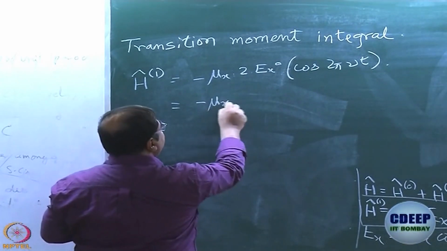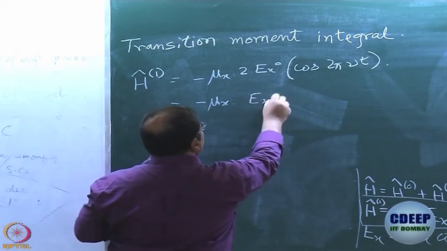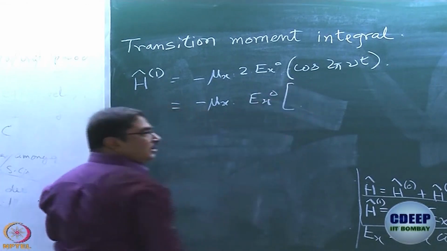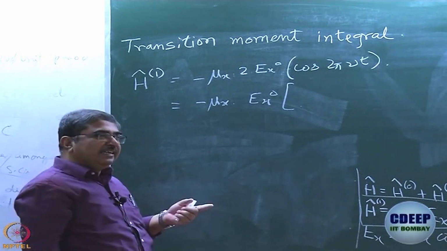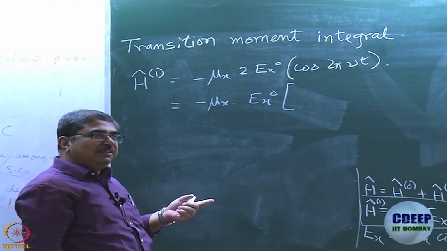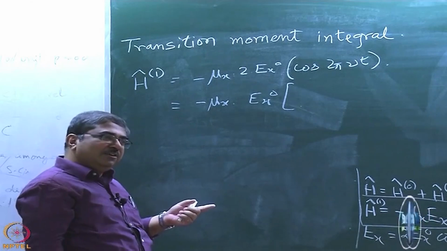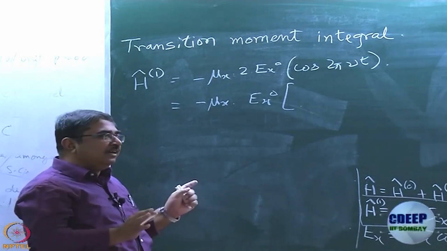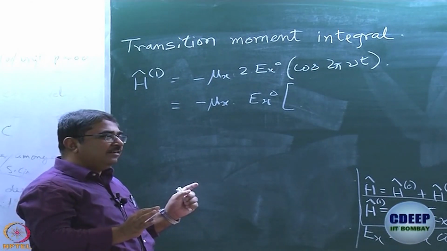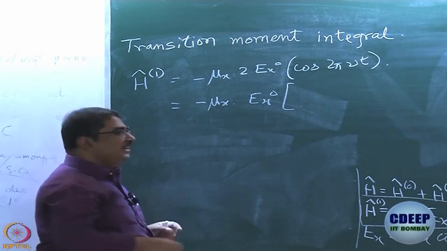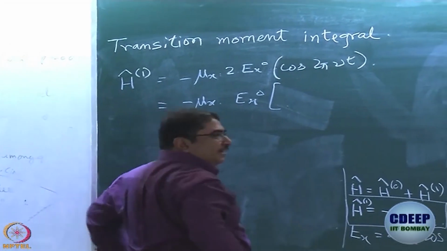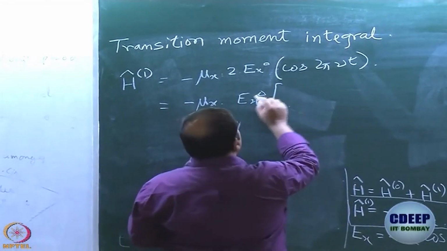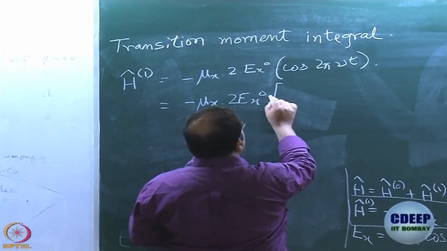Minus mu x Ex 0. What is cos kt? e to the power i kt plus or minus e to the power minus i kt? Sure? Plus, and is there an i multiplied somewhere? No, that is for sine. So, it is something like this, and is there a half, right? Yes. So, I can just do it step by step.